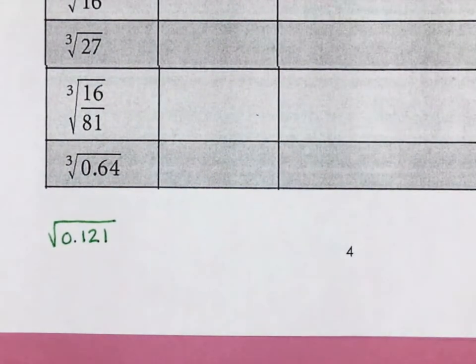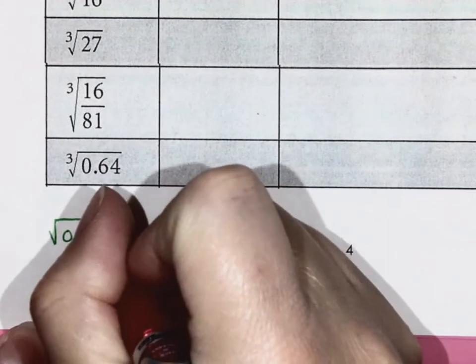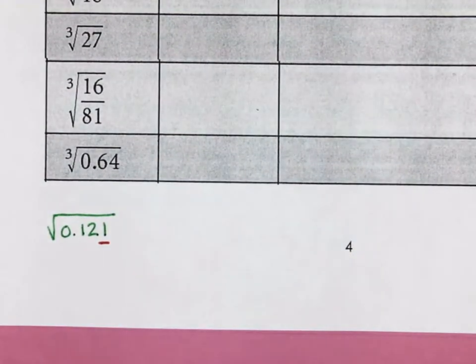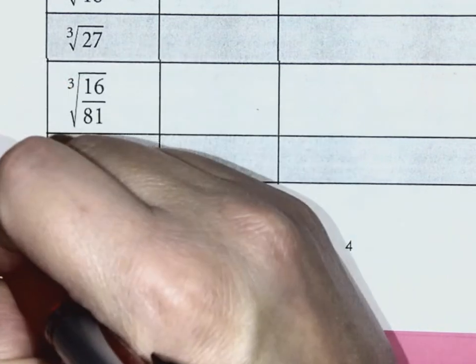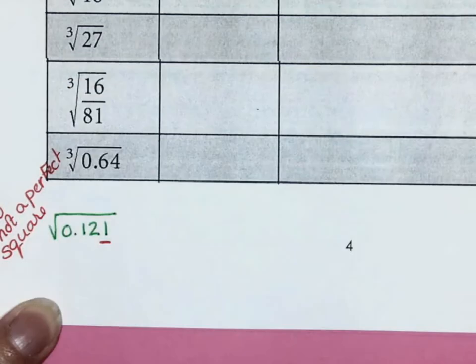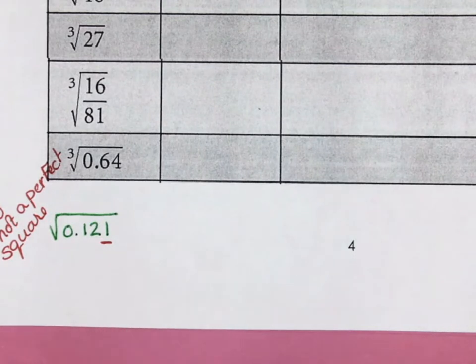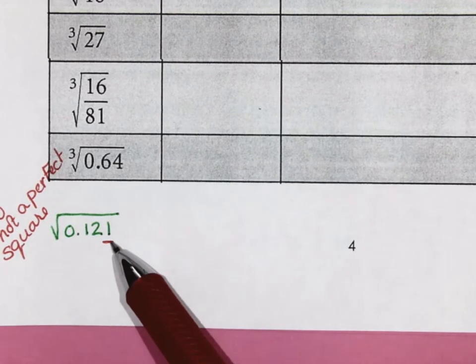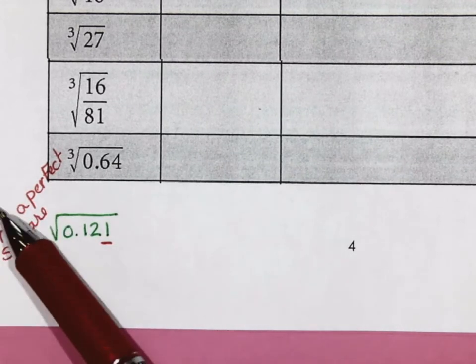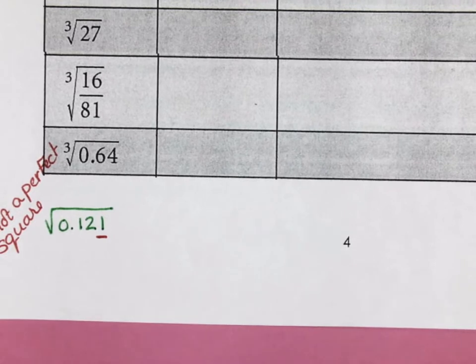Okay, what place value is the last digit in? It's in the thousands. Is 1,000 a perfect square? No, it's not. So 1,000 is not a perfect square. We know that. Is 121 a perfect square? Yes, it is. It's in that list up above. But because it's in the thousandths place, and 1,000 is not a perfect square, this can't be a perfect square.